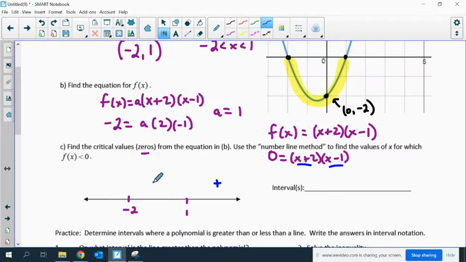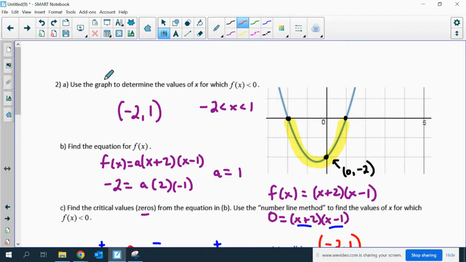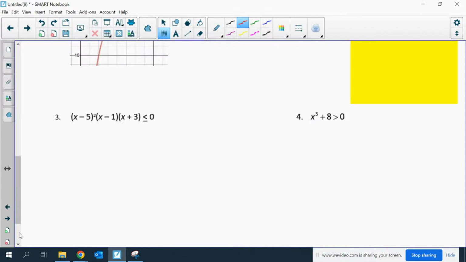I'd get 2 times negative 1, which gives me a negative number. If I plug in negative 10 or negative 20 or anything like that, I'd get a negative times a negative, which gives me a positive. So my answer is everywhere this function is negative, between negative 2 and 1. So my answer is negative 2 to 1, which is the exact same thing we got in A from the picture. Notice that from negative 2 to 1, this function is negative.